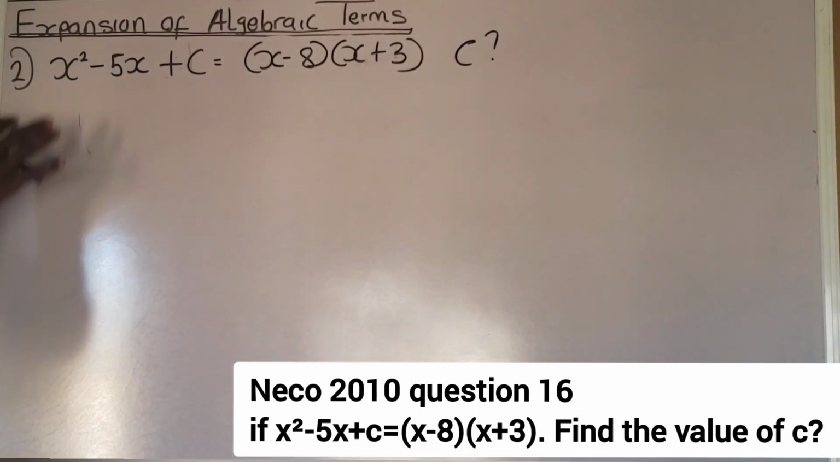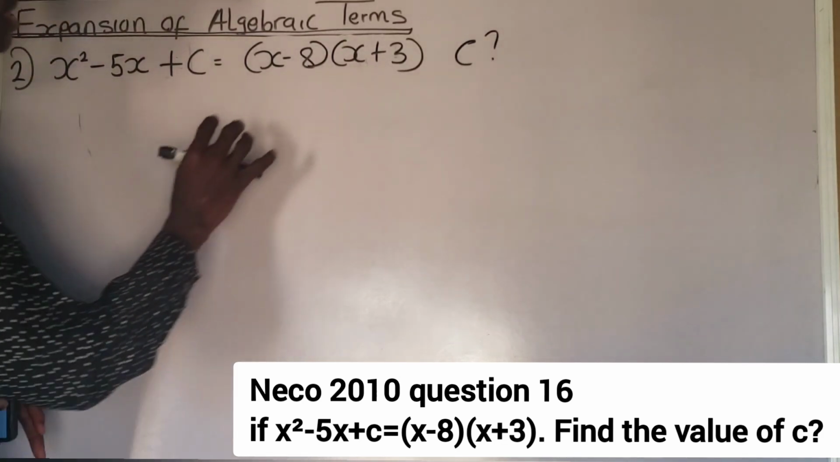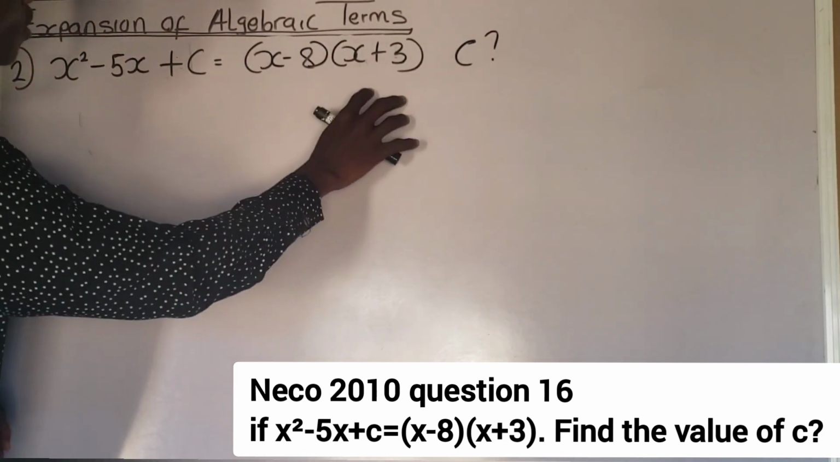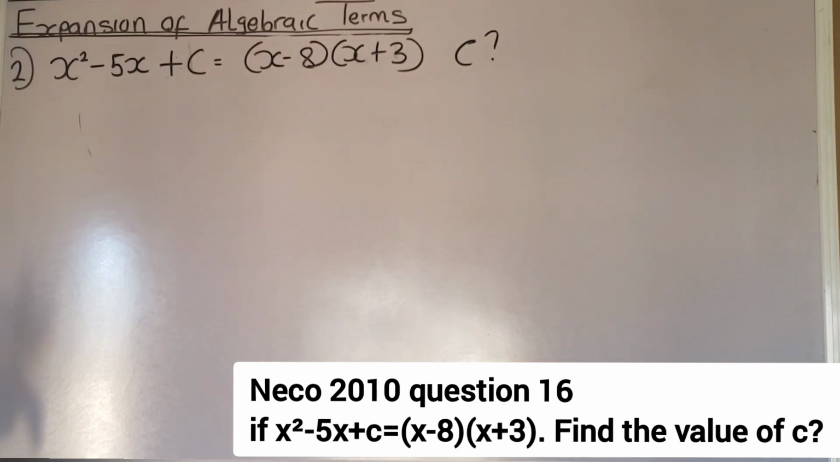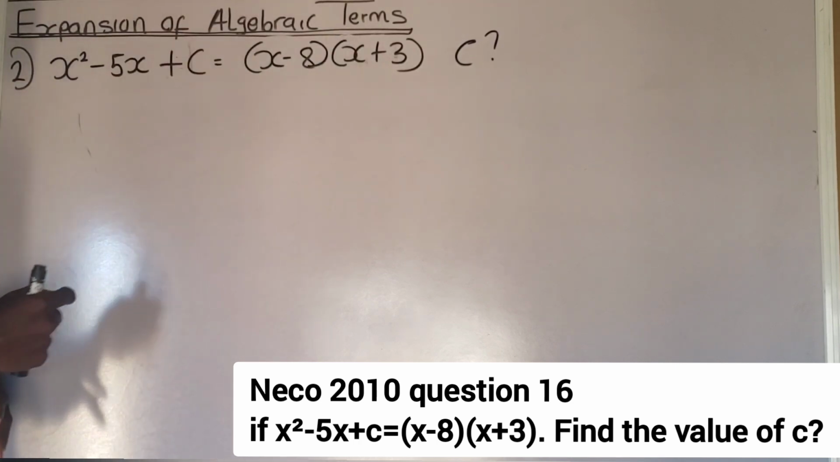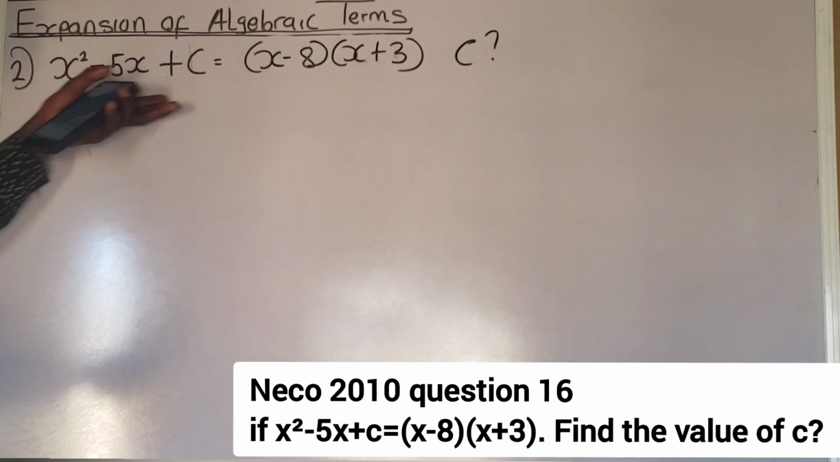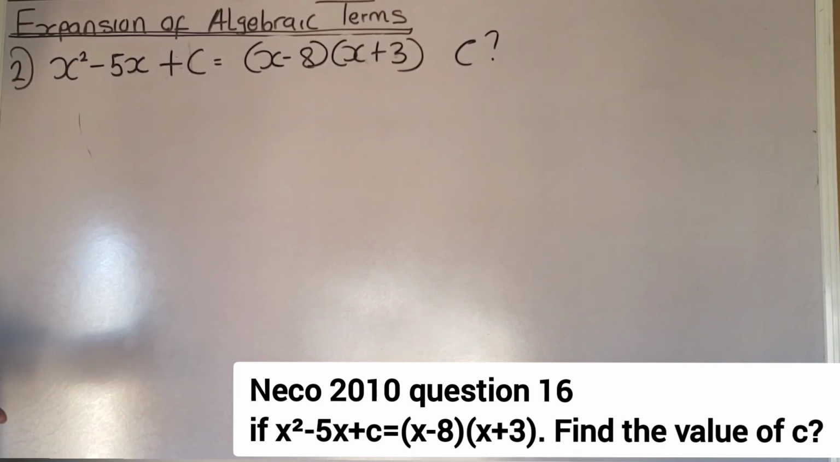Okay, how do we find the value of c? If this expression is equal to this, that means that if I take this product, I can get the value of c. You understand? That is, if I take the product of x minus 8 and x plus 3, I can get the value of c, because I'm going to arrive at an equation like this. Let us try this. If you get the answer, then pause this video, then try the question. When you are done, play the video to check if maybe you got the answer.